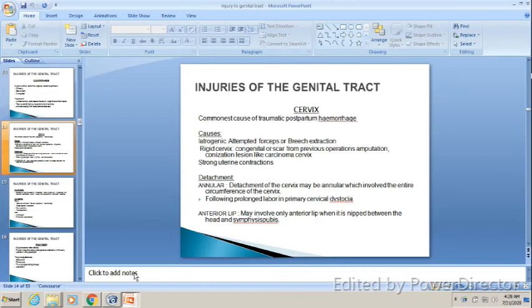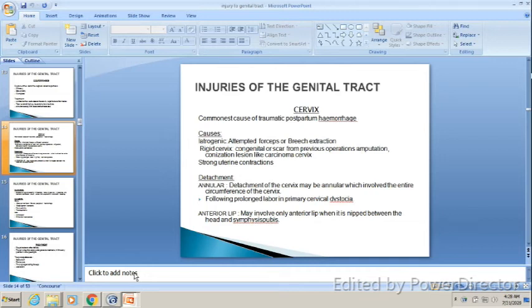Detachment, annular: how is the cervix detached? Detachment of the cervix may be annular, which involves the entire circumference of the cervix. You know the cervix, how it looks, it is rounded. Or it may tear from the lateral part. Sometimes the cervix tears into two parts, extending laterally to the 6 o'clock and 3 o'clock position. That is lateral. And annular means the whole cervix, circumferentially, will tear out.